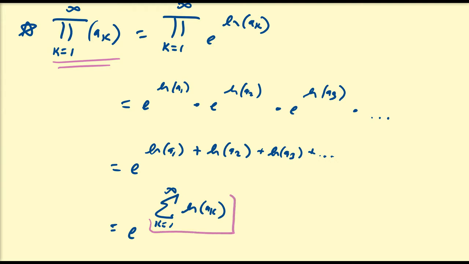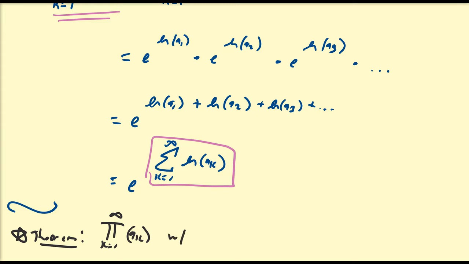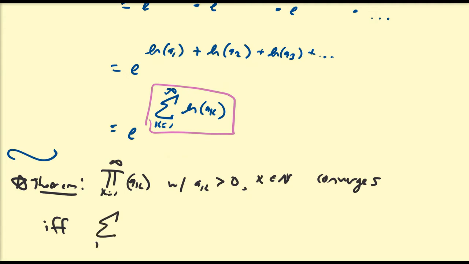Well, we already have a series of theorems associated with infinite series, therefore we can state the following. Theorem: the product from k equals 1 to infinity of a_k, with a_k a positive sequence and k in the natural numbers, converges if and only if the sum from k equals 1 to infinity of the natural log of a_k converges. And similarly, the product diverges if and only if the sum of the natural log of a_k diverges as well.